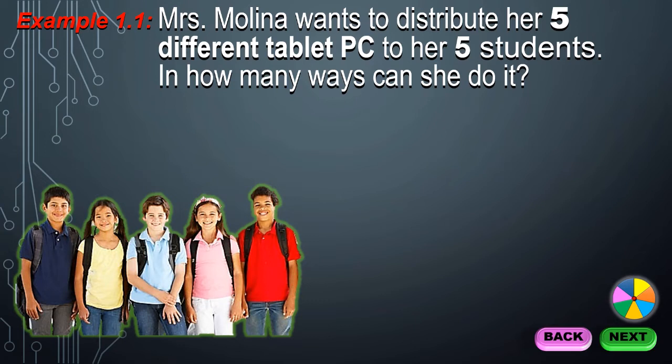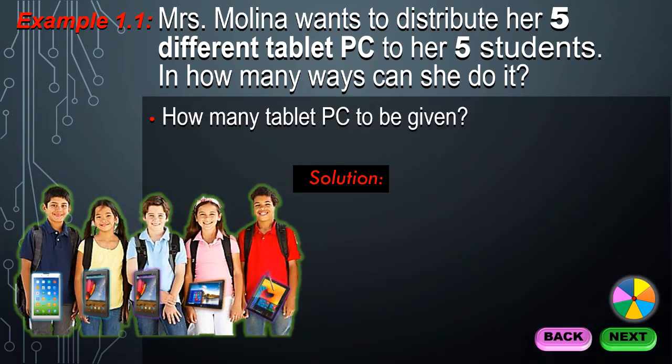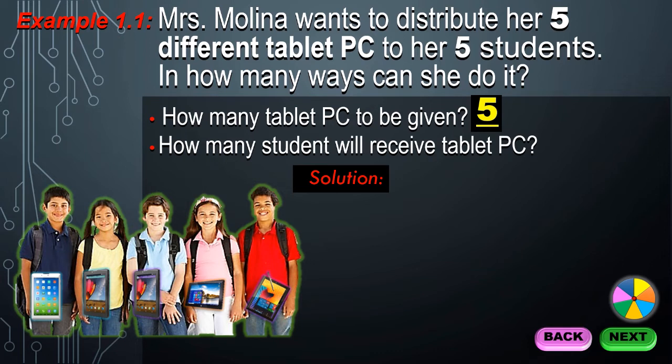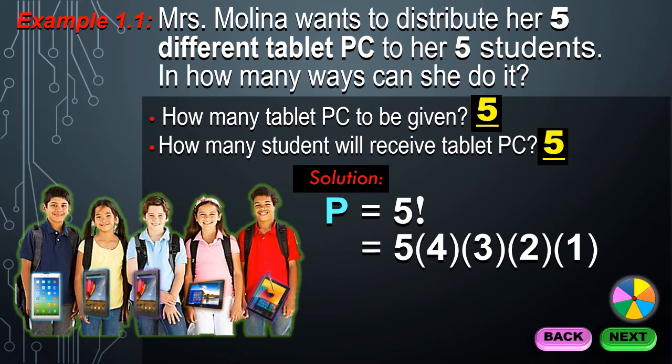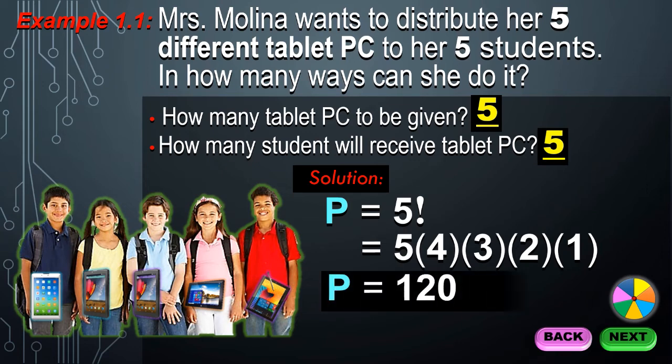So there are 5 students. We have 1, 2, 3, 4, 5. And we also have 5 tablet PCs. How many tablet PCs are to be given? There are 5. How many students will receive the tablet PC? It is also 5. So the solution will be the permutation is equal to 5 factorial. So 5 factorial, meaning 5 times 4 times 3 times 2 times 1, and that is 120 ways.